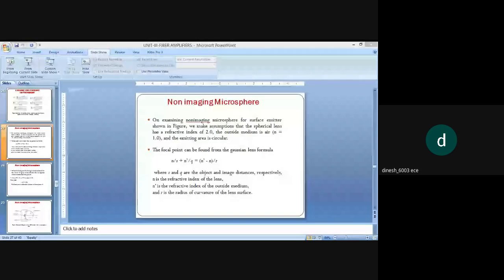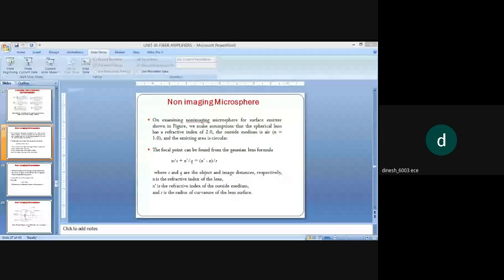Then the focal length can be found from the Gaussian lens formula as n by s plus n dash divided by q, which is equal to n dash minus n divided by r. Where s and q are the object and image distances respectively. S is the object distance, q is the image distance, n is the refractive index of the lens, n dash is the refractive index of the outside, and r is the radius of curvature of the lens surface.